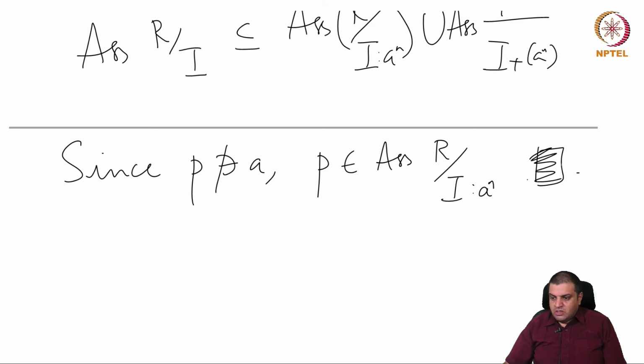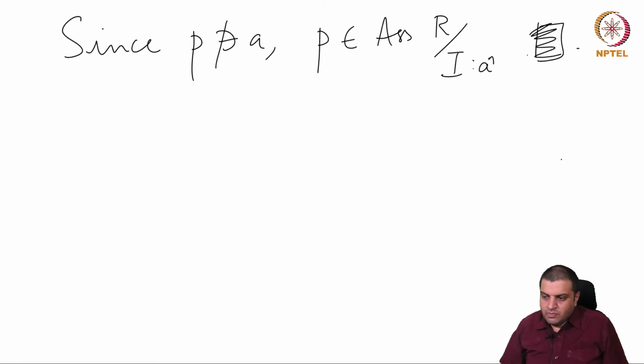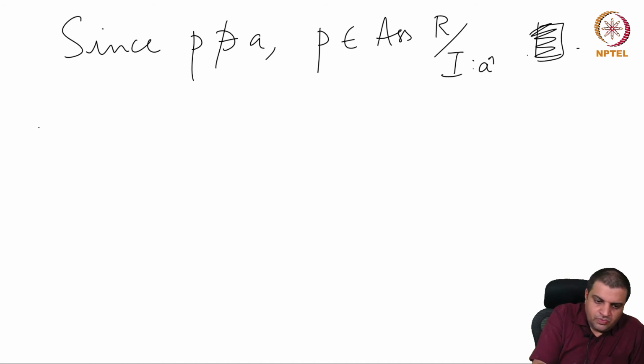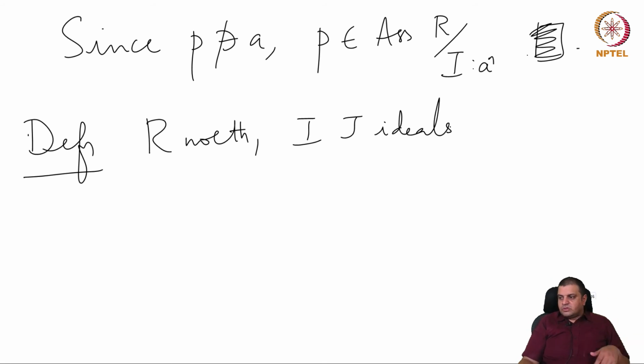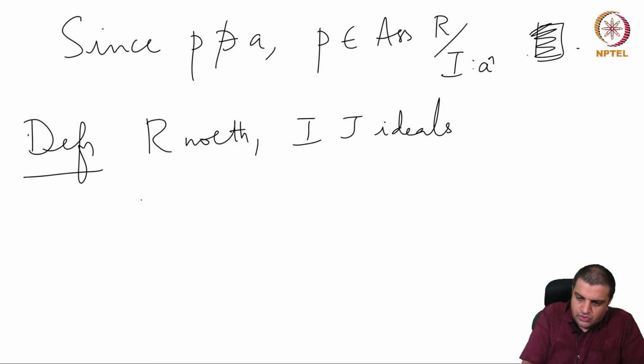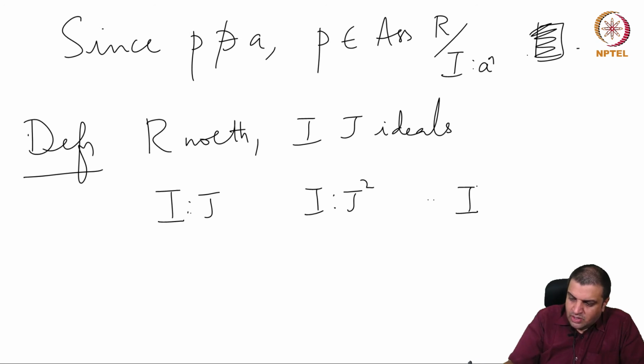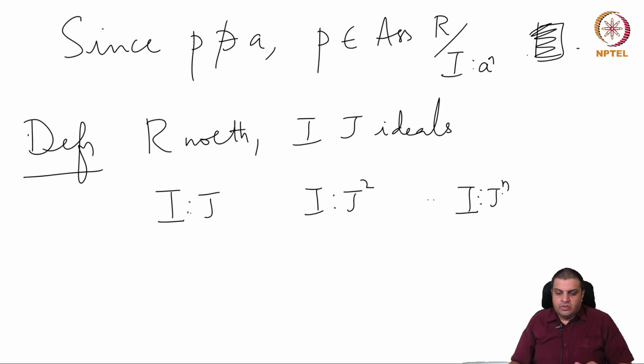So, now definition, again R Noetherian and I and J ideals. Because R is Noetherian, we can look at the following: I colon J, then I colon J square, and so on, I colon J to the n. All colons are inside R now.